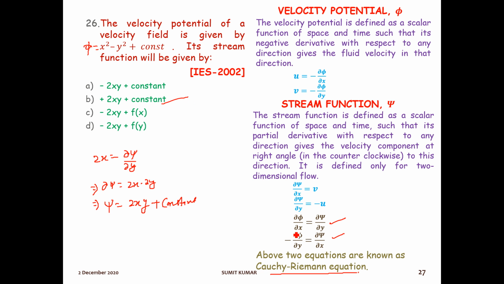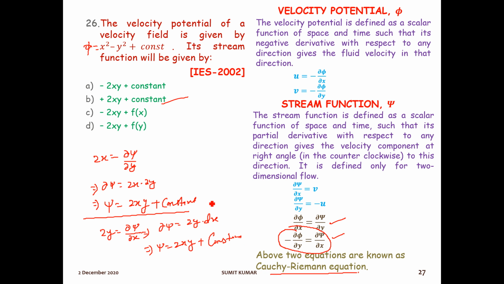We can also use the other equation, and from it you will get the same result. Minus del phi by del y is what? It is 2y, which is equal to del psi by del x. So del psi is 2y into del x, and psi is equal to 2xy plus a constant. Same answer. Whether you use this equation or that equation, the answer will be the same: 2xy plus constant. Option number B is the correct answer.